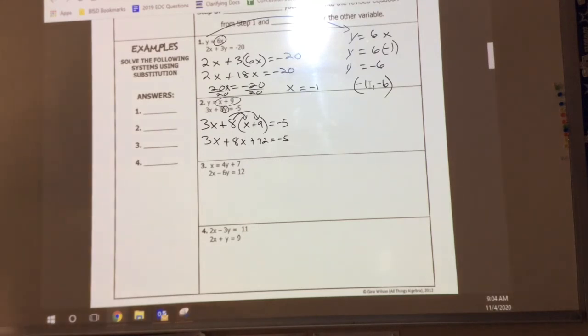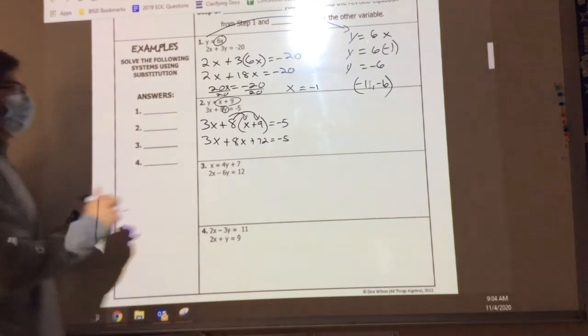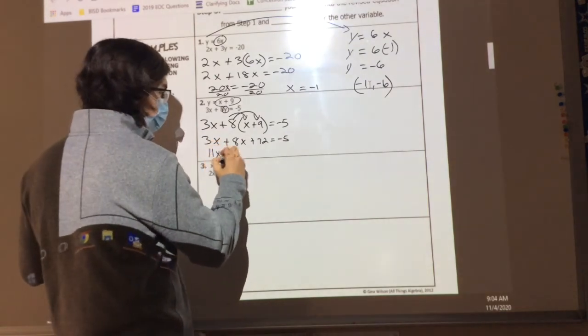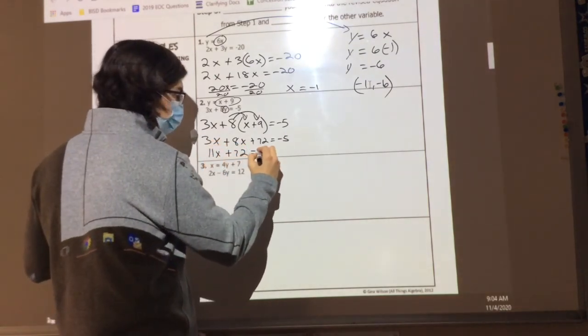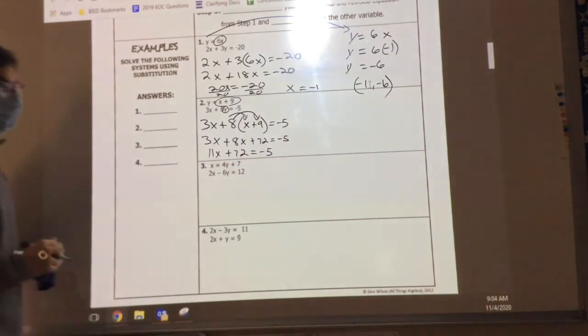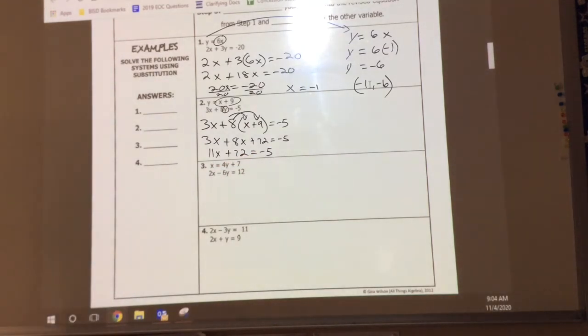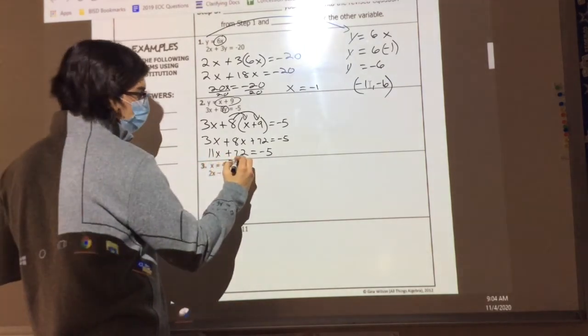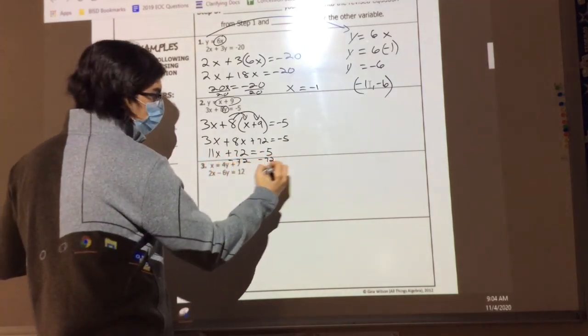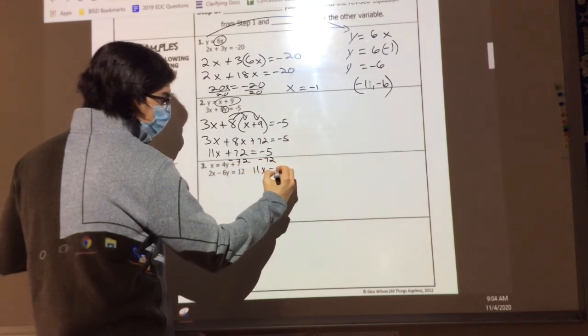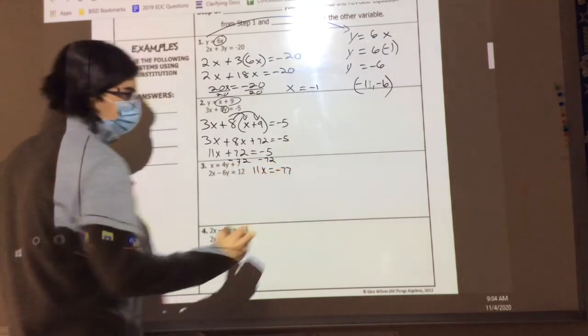Can I do 3x plus 8x? That's going to give me 11x plus 72 equals negative 5. Can I do 11x plus 72? No. So what do I need to do with that? What do I need to do with the 72? What do I do with it? You add it to negative 5? Not add it, you subtract it. So now I have 11x equals negative 77.